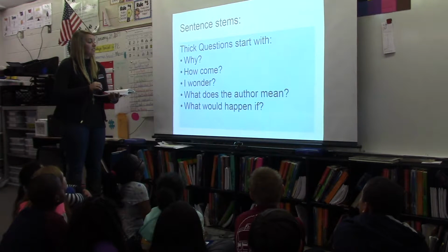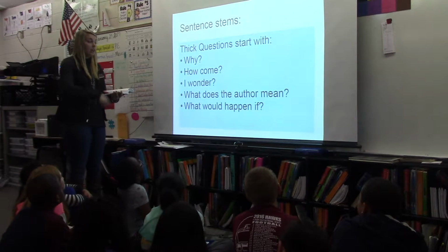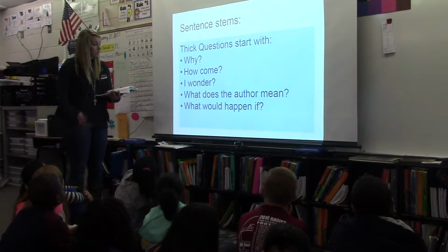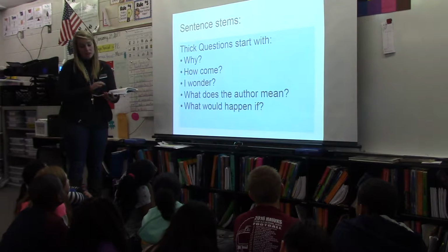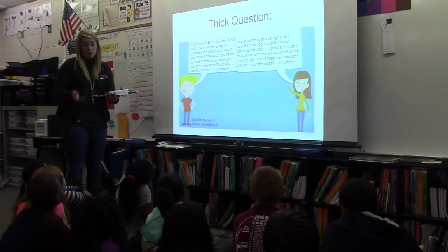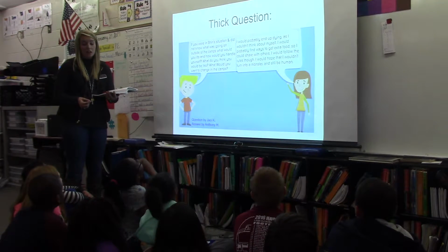Okay, sentence stems for thick questions. We often start these types of questions with why, how come, I wonder, what does the author mean, or what do you think would happen? So, we've had a lot of practice using that during our book clubs, correct?